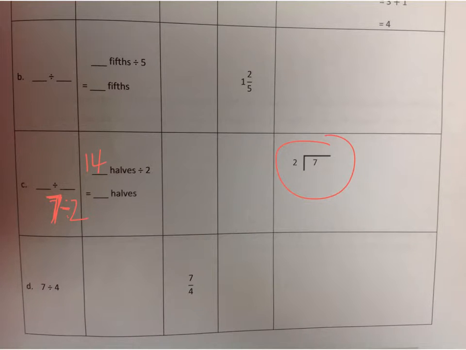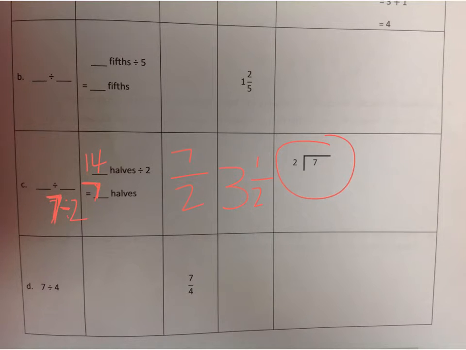14 halves divided by 2 is 7 halves, because 14 divided by 2 is 7. 7 halves as an improper fraction is 7 over 2. If we change that improper fraction to a mixed number, we get 3 1/2.